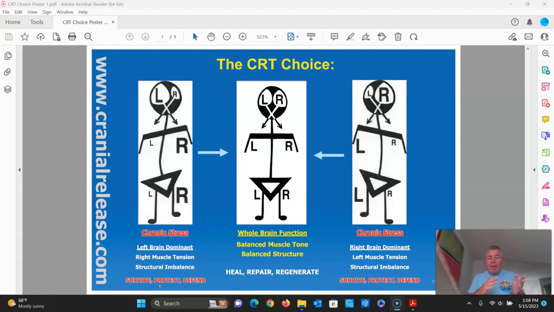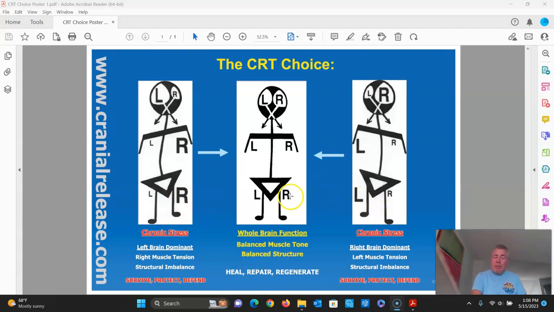So we want you to live in the middle, healing, repairing, and regenerating. Healing, repairing, regenerating new tissue, new organs, new systems. Everything's constantly being regenerated from the brain. So that's where I want you to be. And then, of course, the stresses are still going to come, the physical, the chemical, the emotional stresses, and you're going to shift into figure 1 or figure 3.